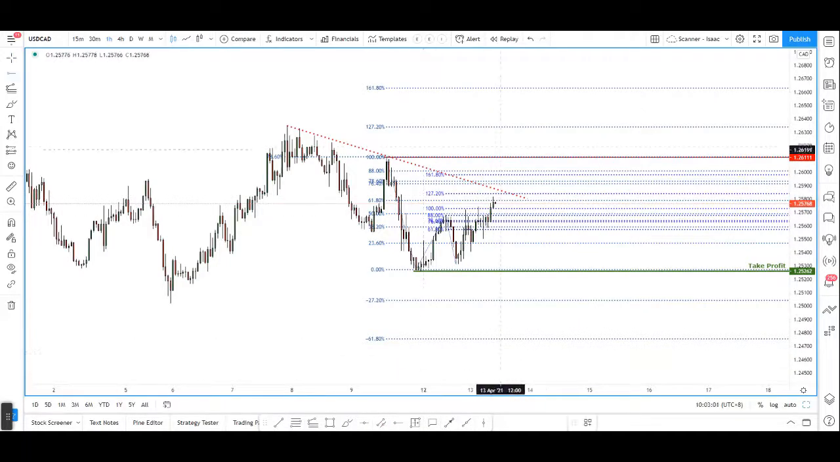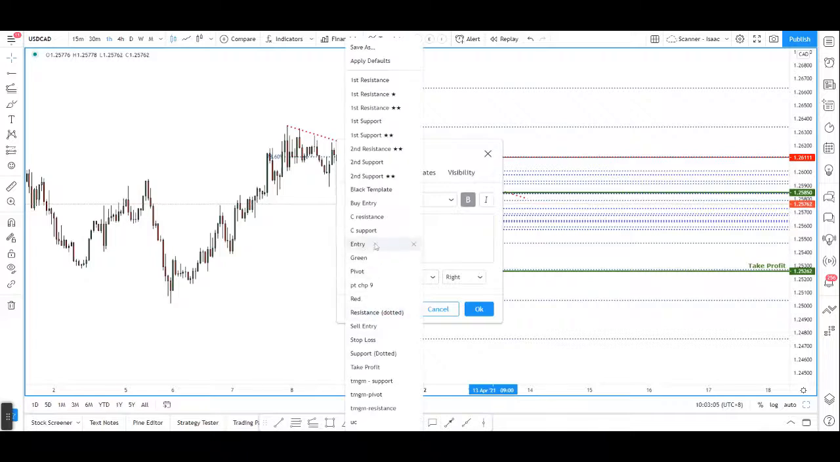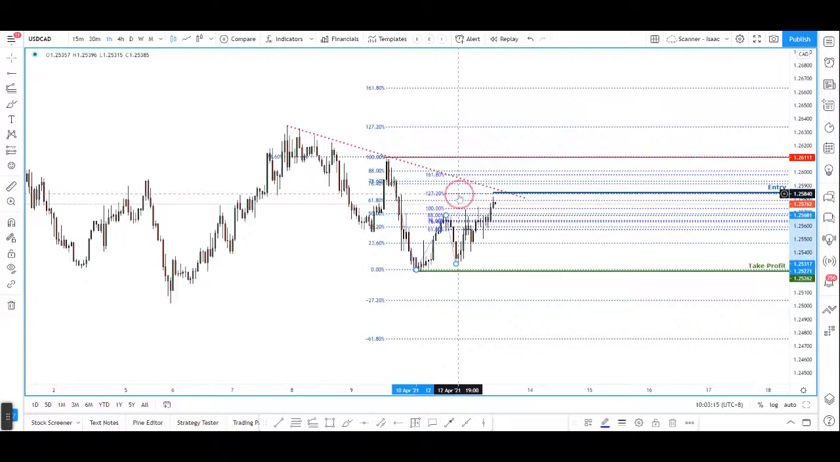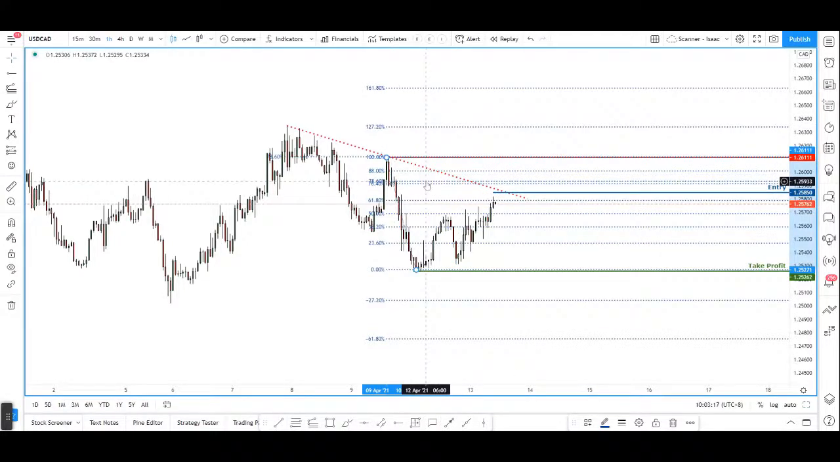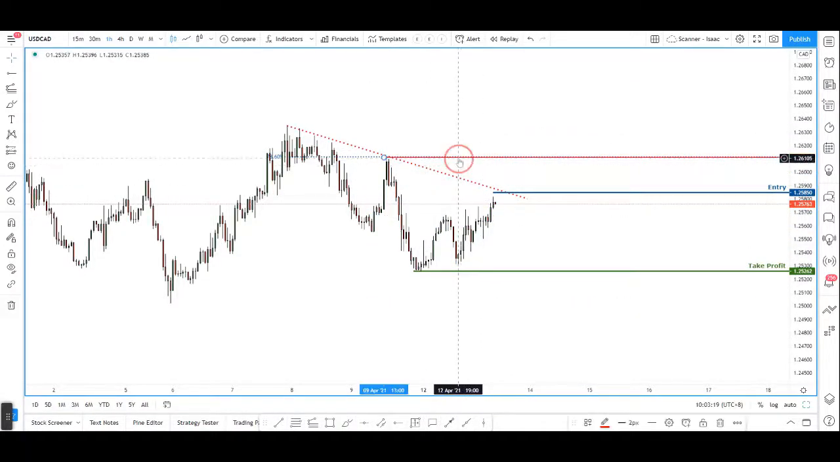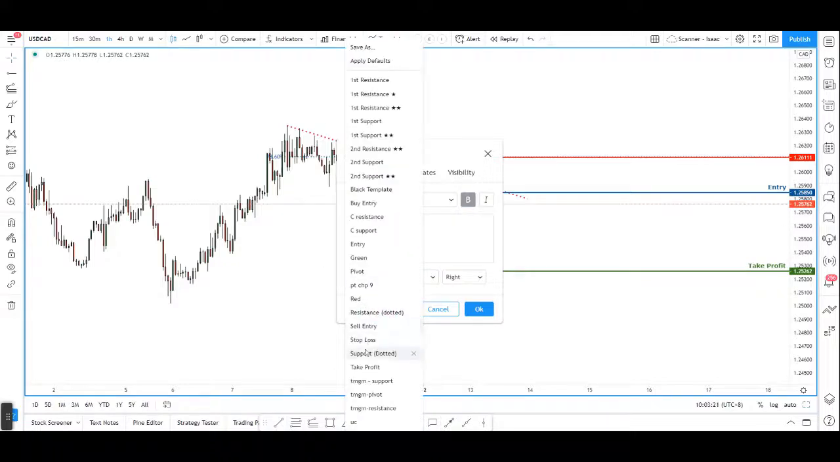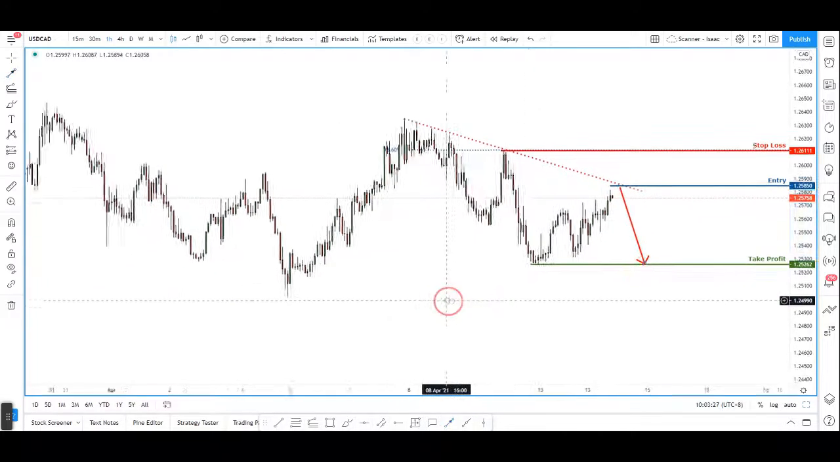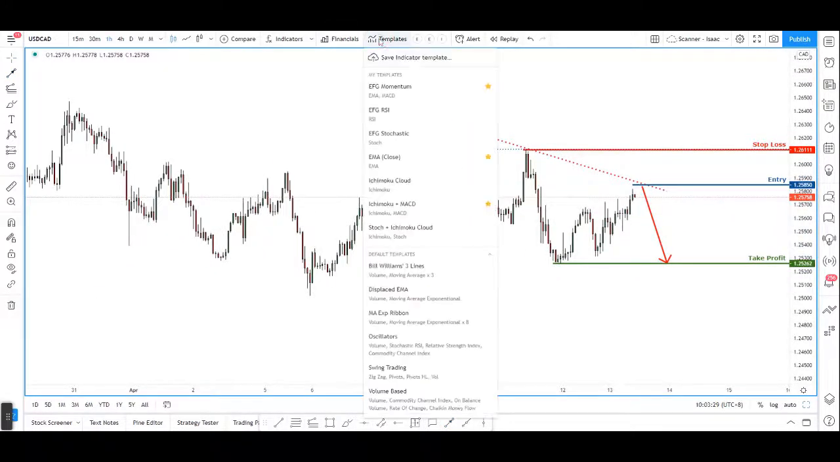So we can have our entry around this area, which is also in line with our descending trendline resistance, in line with the 61.8 Fibonacci retracement, and also in line with the 127.2 extension. So this is a very strong confluence level. And this resistance that we identified on the daily can be our stop loss. This is a very nice intraday trade of the day.